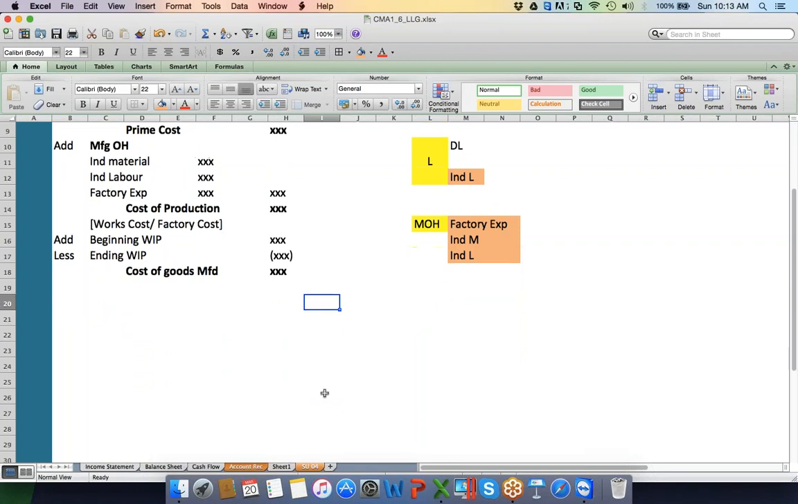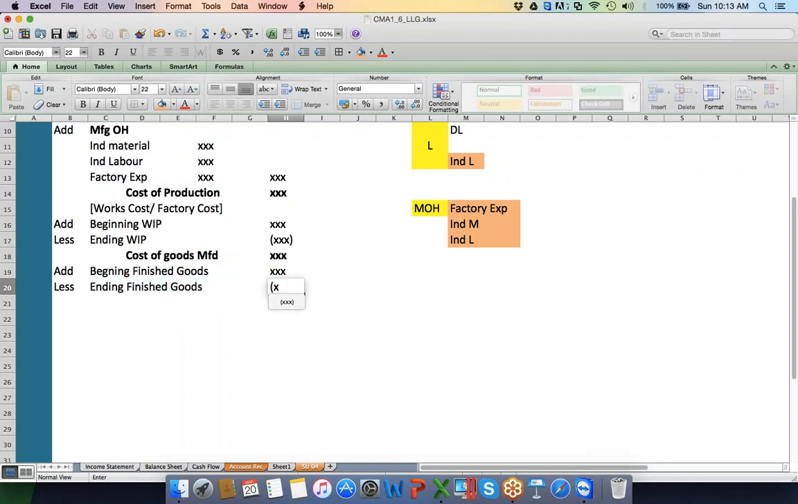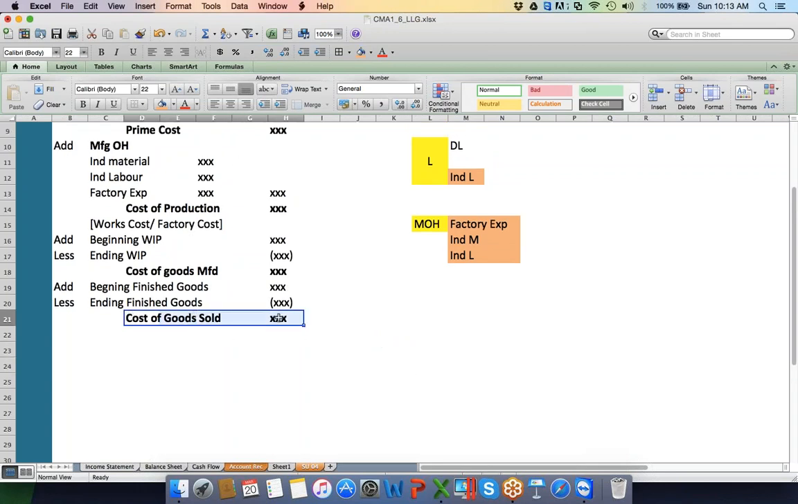Then we need to adjust finished goods value, finished goods which are not sold: add beginning finished goods, less ending finished goods. We get cost of goods sold. Cost of goods sold equals cost of goods manufactured plus beginning finished goods minus ending finished goods. This is the cost of goods sold we usually deduct from our sales to get gross profit.